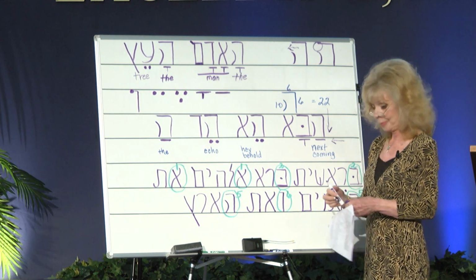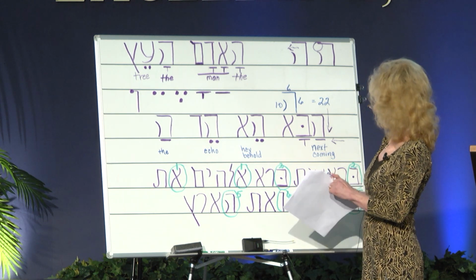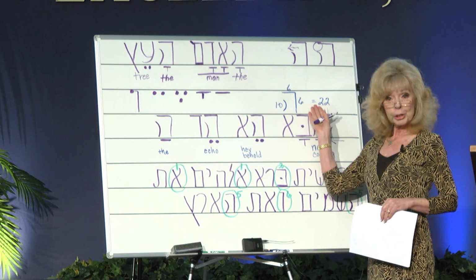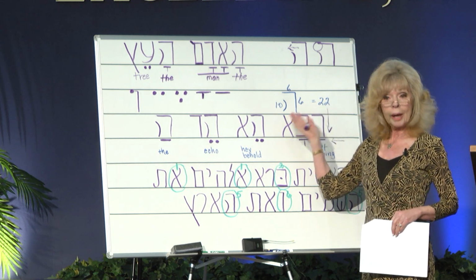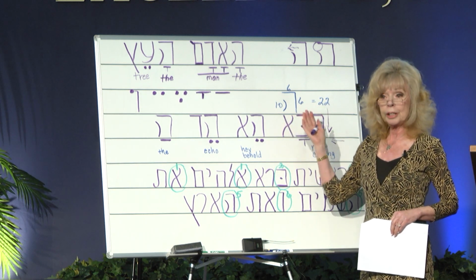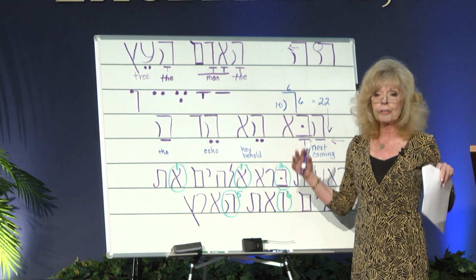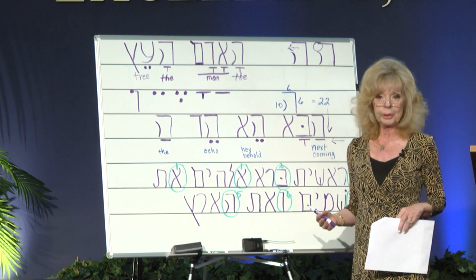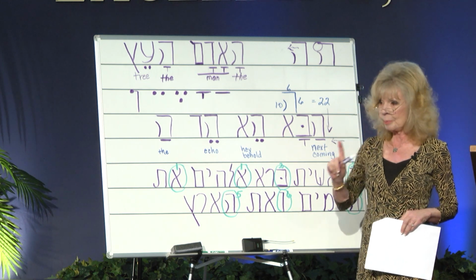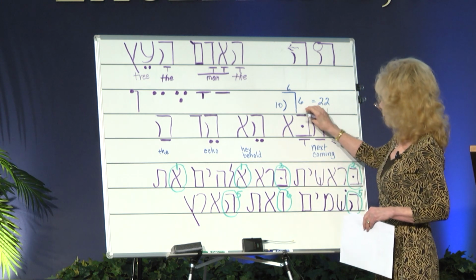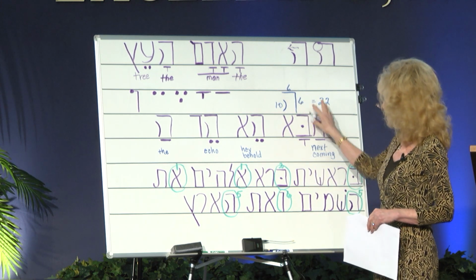Everybody with me? All right, now look at this. And how many letters are in the Hebrew alphabet? 22 letters. So with the 22 letters of the Hebrew alphabet, God breathed everything that ever has been created. All right, so keep this in mind. Okay, so we have the number 22, all connected to the hay.